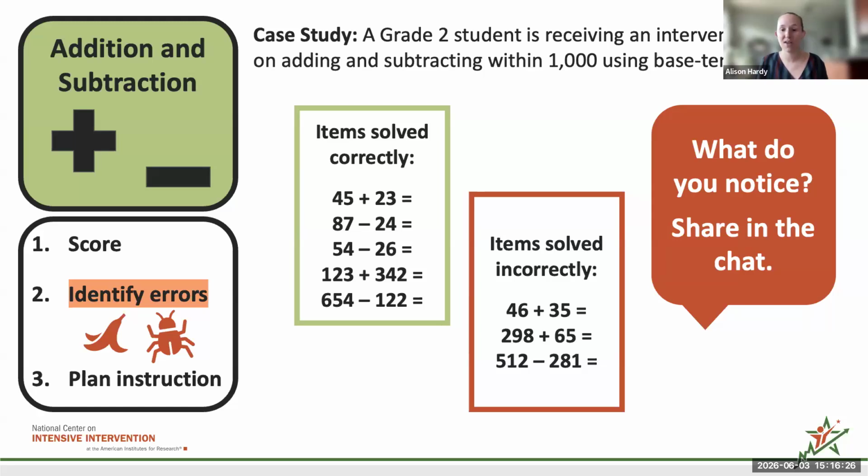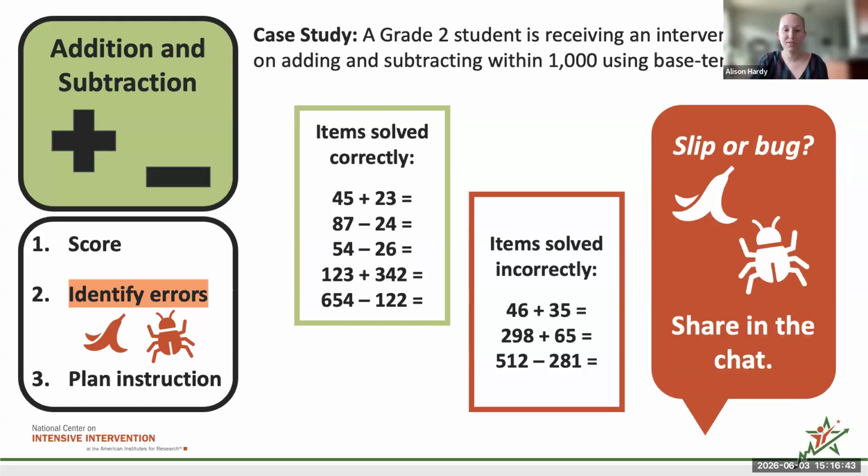And I'm seeing in the chat from Sarah, this is a really interesting time to interview students about their thinking and about their work in these patterns. Yep. When there is no regrouping, they have it down pat. So this student, we see a very clear-cut pattern of needing support with regrouping.